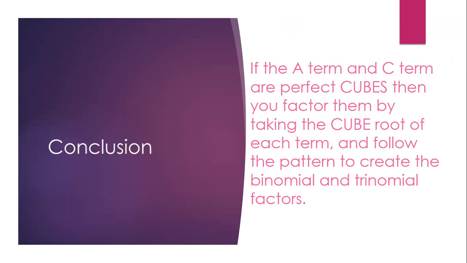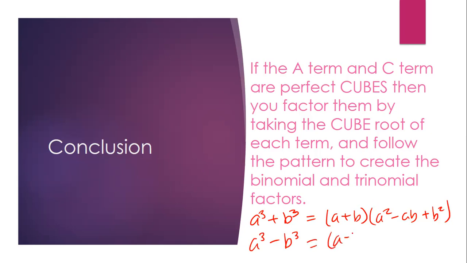Okay, so conclusion: if the A term and C term are perfect cubes, meaning that if this was a trinomial, if the first term and the last term are perfect cubes, then you factor them by taking the cube root of each term and follow the pattern to create the binomial and trinomial factors. So again, you're following that pattern for A cubed plus B cubed equals A plus B times A squared minus AB plus B squared. And for A cubed minus B cubed, it equals A minus B times A squared plus A times B plus B squared. Okay?